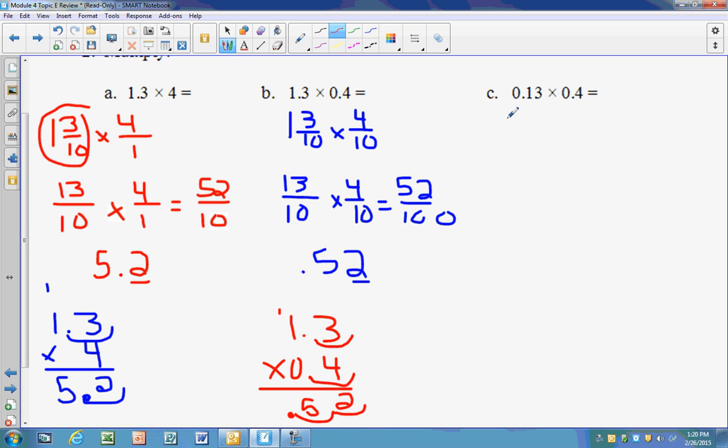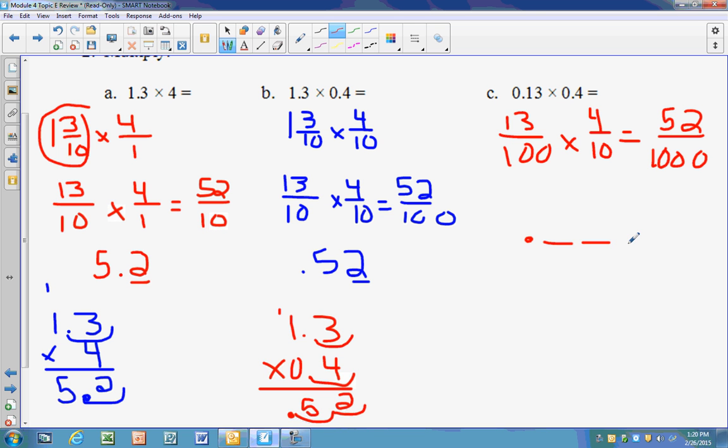And the last one, this would be right here, would be 13/100ths. That's how I say that, times 4/10. And this time I don't need to change anything into an improper fraction. And when I multiply, I get 52 thousandths. And when I get 52 thousandths, I know that that's tenths, hundredths, thousandths. I need to end in the thousandths place, so I need a placeholder there, and I need a 0.